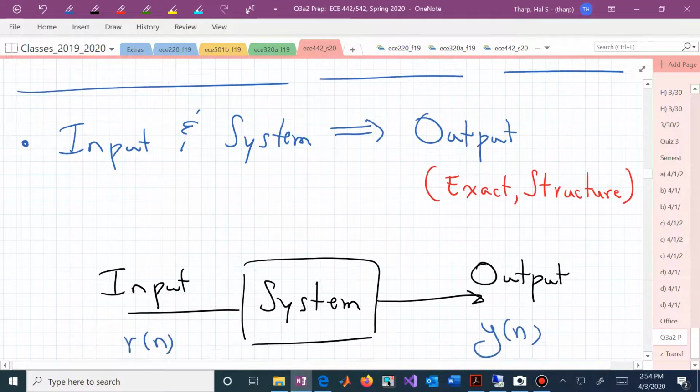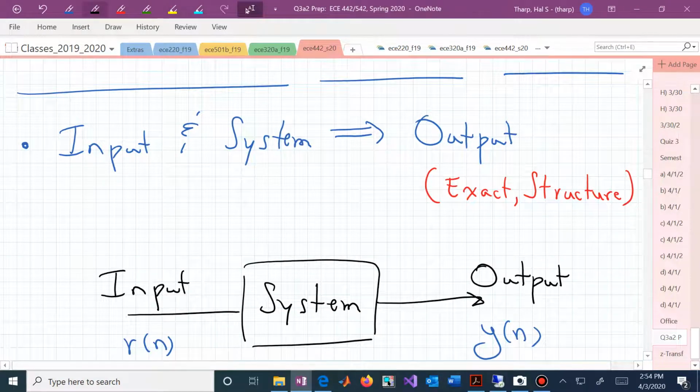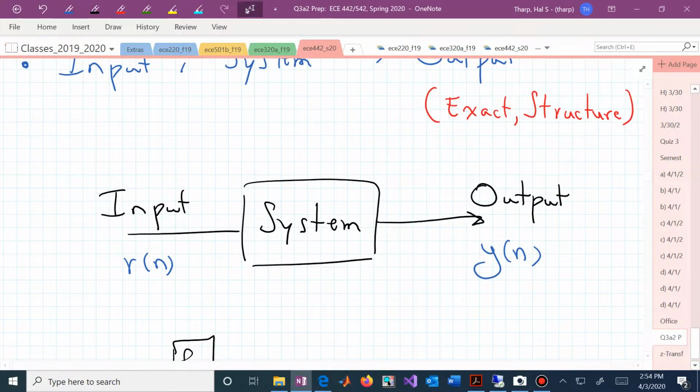What was another problem that presented some challenges? That was: given an input and a system, what's the output? In this quiz, I think I asked for the output structure, but in general, I could ask for the exact output y of n, or an explicit or closed form expression for y of n. And the system could be given as a state space system, as a block diagram, an all delay block diagram, or as a transfer function. You need to be prepared for any of those scenarios.